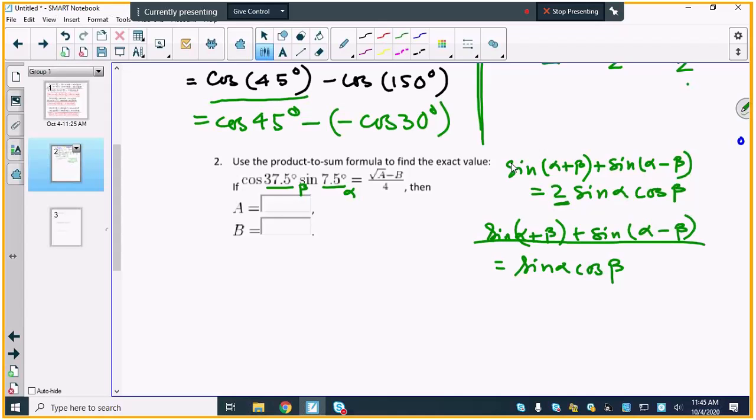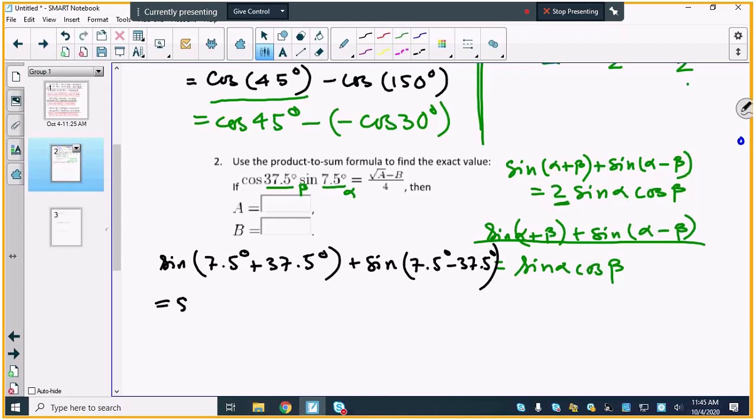Okay, now we're going to write down the formula. So I will write it as sine of, remember first I need alpha, so 7.5 degrees plus 37.5 degrees, plus sine of alpha minus beta, so 7.5 degrees minus 37.5 degrees. So what I get, this is equal to sine of, when I add them, the first one is 45 degrees, the second one is going to be sine of negative 30 degrees. Now sine is odd, so you can bring this minus out and call it minus sine 30 degrees. Otherwise, draw the reference angles.